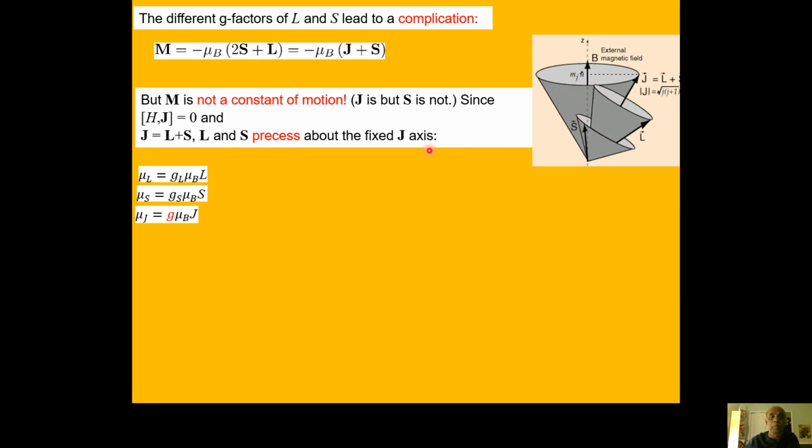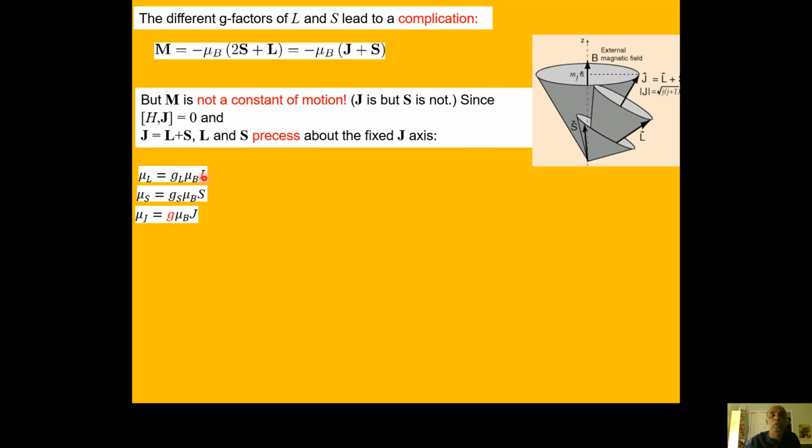Because if you remember, for orbital angular momentum, we write mu L as g_L mu B L. Then g_L was 1, if you remember. Then mu S, due to the spin magnetic moment, is g_S mu B S. The g_S was 2. So now we need to calculate what is the net magnetic moment mu J. That should be g times mu B J. So the whole idea is to calculate this g.